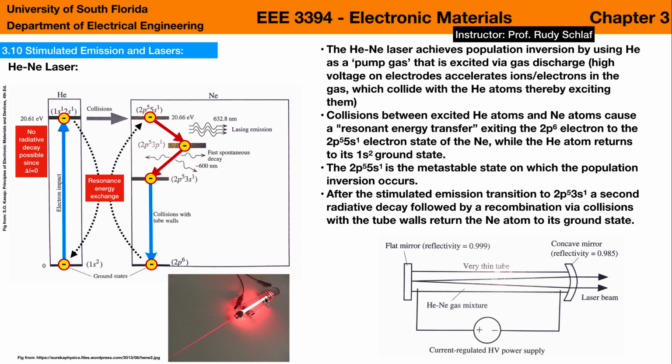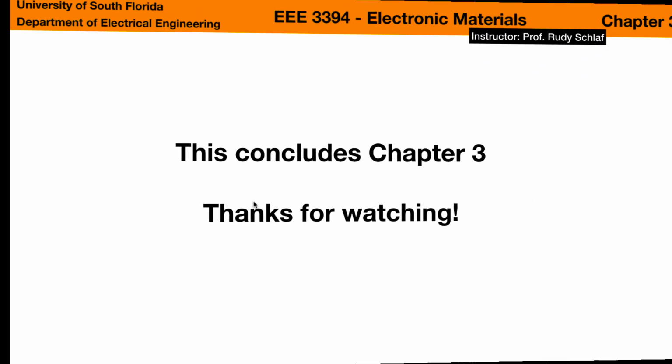Down here you see one of these helium neon lasers. This is that narrow glass tube, and the light is red because the lasing transition here is 632 nanometers. And this concludes chapter 3.